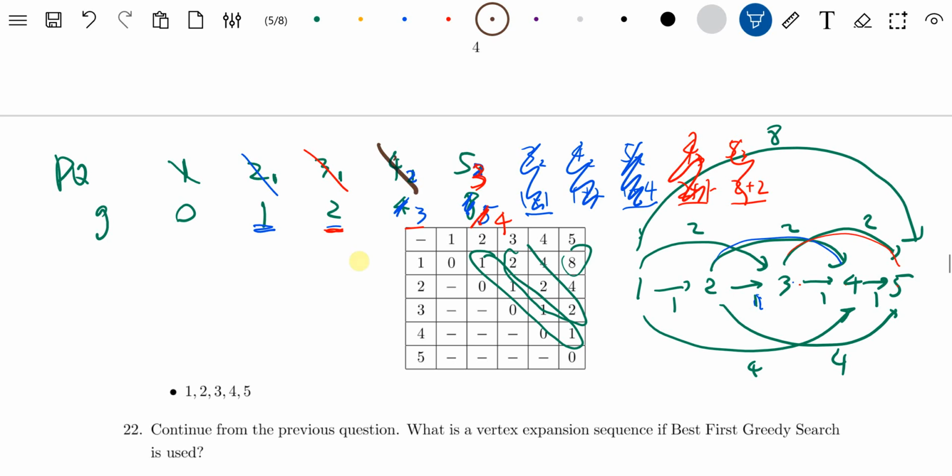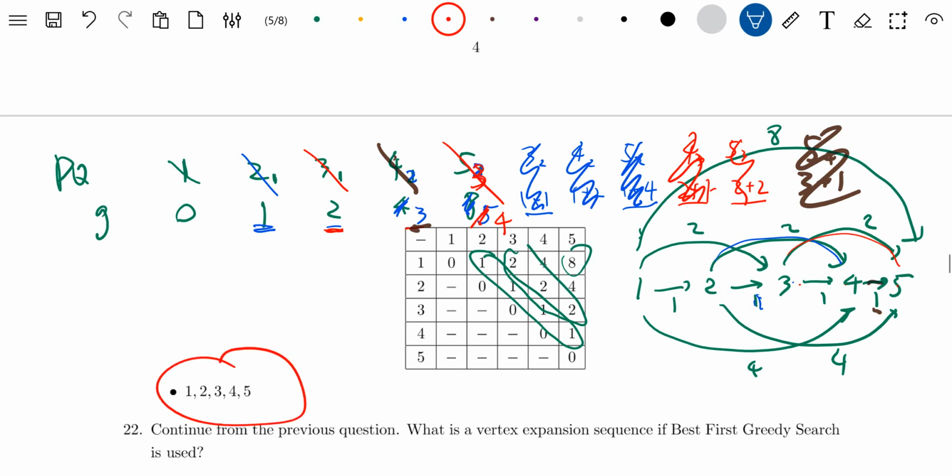DQ 4 and add 5. 5 from 4: we have 3 so far, and 5 from 4 is 1. So plus 1 is still 4, so let's not worry about this. So we're done basically. The last step is just DQ 5 and we're done. So the end result is just 1, 2, 3, 4, 5.